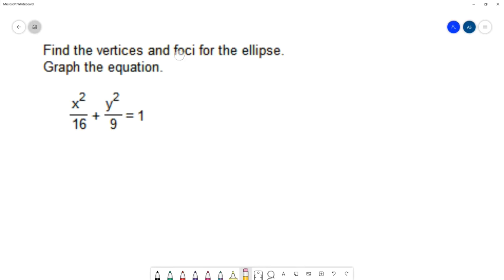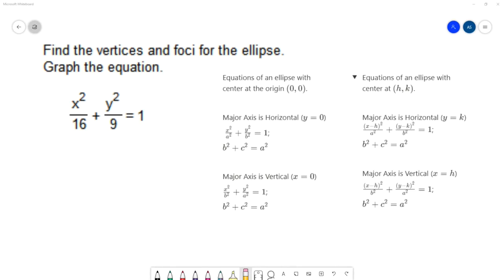Find the vertices and the foci for the ellipse. Graph the equation. We have the equation x squared over 16 plus y squared over 9 equals 1. So this is an equation of an ellipse. The first thing that I like to do is to try to figure out the orientation of the ellipse. So while we try to figure out the orientation, we should take a look at what an ellipse's equation looks like.